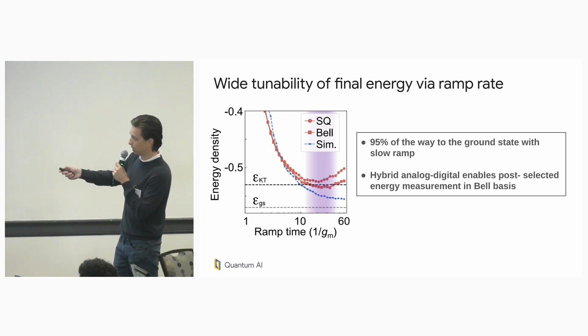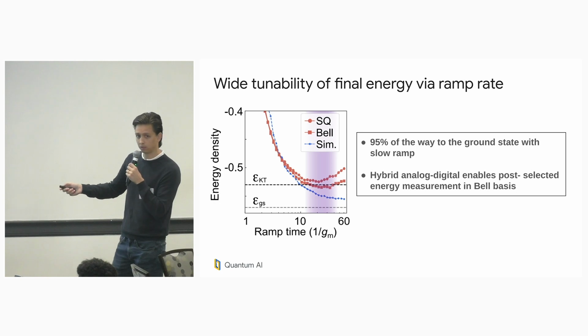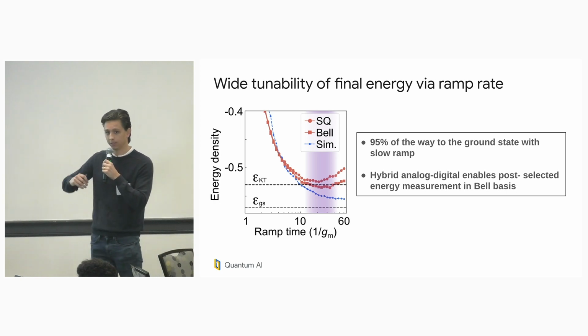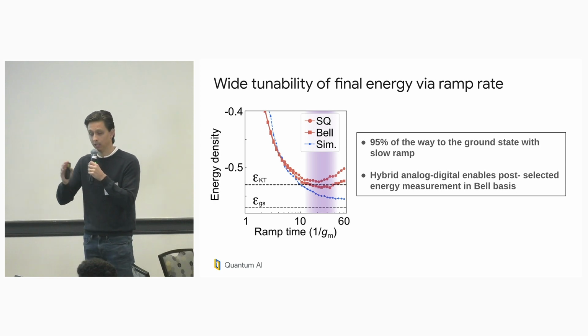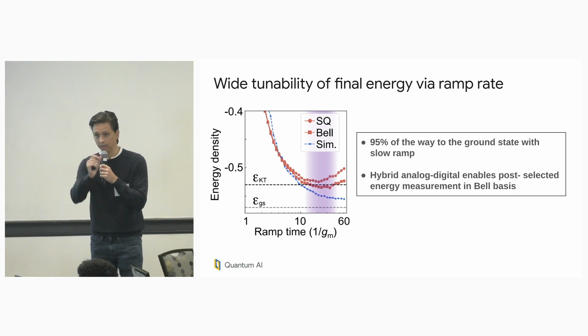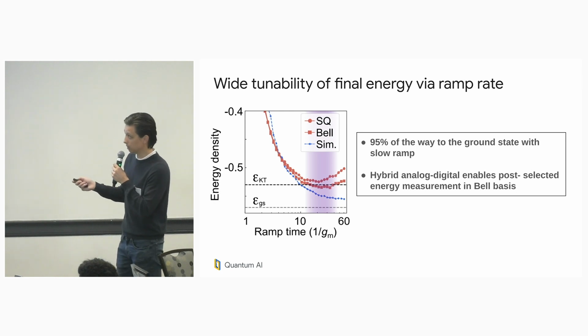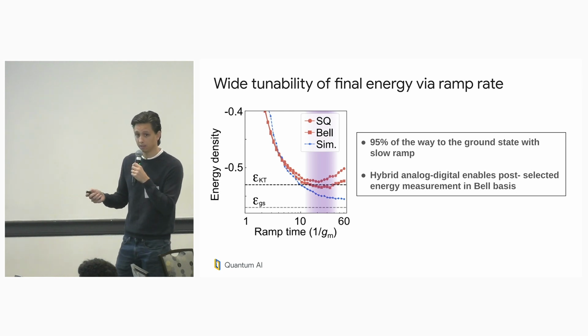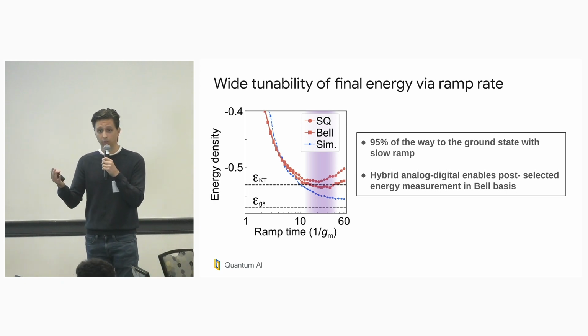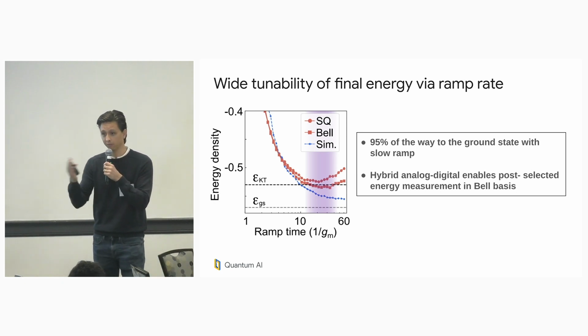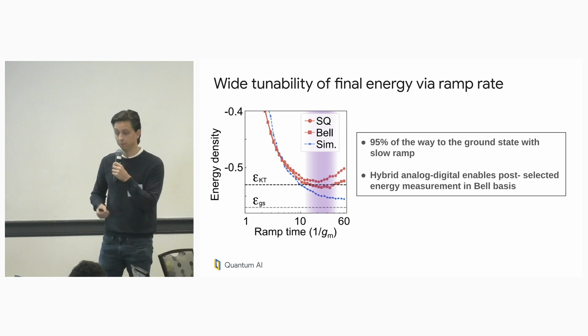I want to quickly point out here that there are two experimental curves. One of them is labeled SQ, that's the standard single qubit measurements where I measure XX correlations, that's my energy, by measuring X on one qubit, X on the other, and I find the correlations. But then I can also perform a conversion to the Bell basis. I can do that because I have 2 qubit gates as part of my analog evolution. I can switch back and forth between analog and digital, no problem.